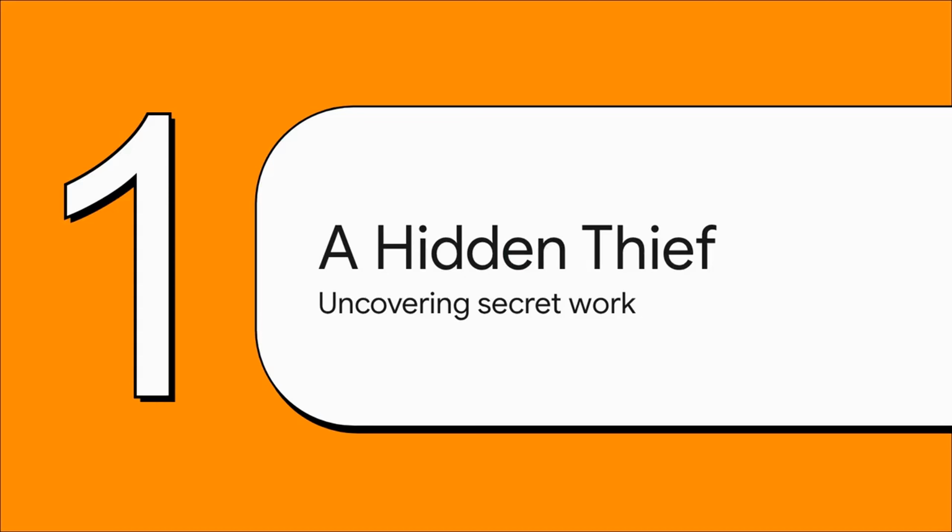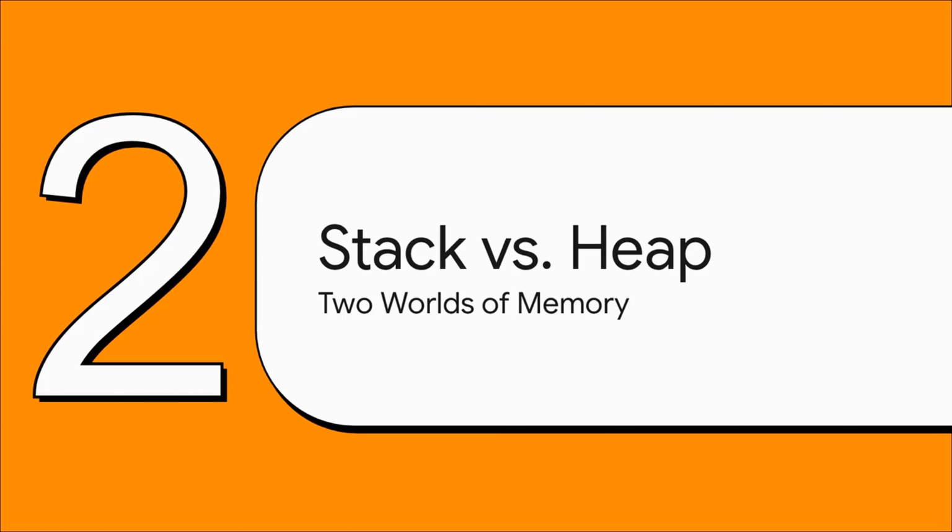Okay, so to find this performance thief, we have to understand the crime scene. And that scene is the computer's memory. It turns out our data can live in two very different worlds inside that memory. Inside your computer's memory, we've got these two fundamentally different places data can live. You can almost think of them like two separate neighborhoods. One is called the stack, and the other is the heap. And trust me, where your data ends up makes all the difference.